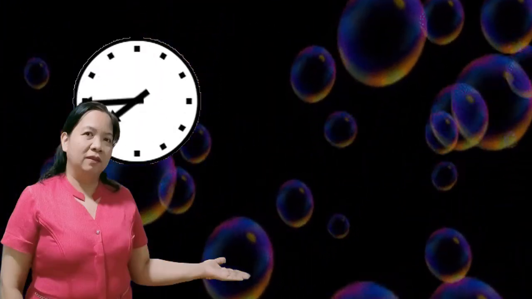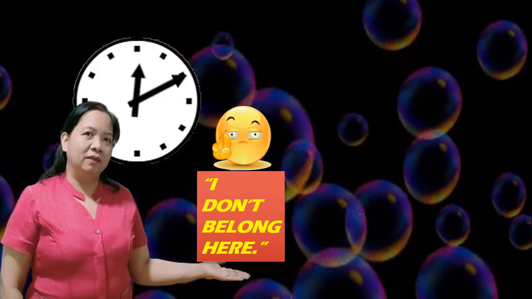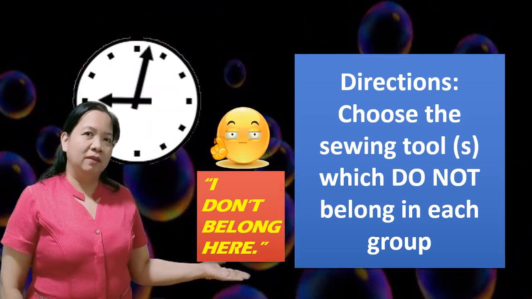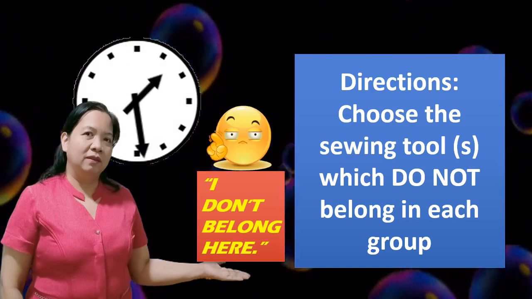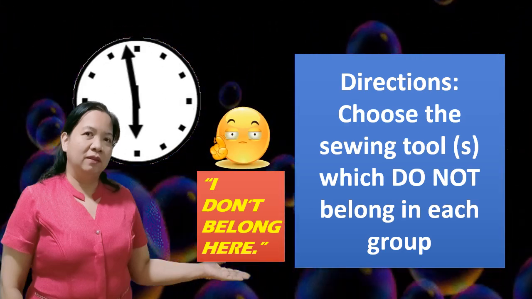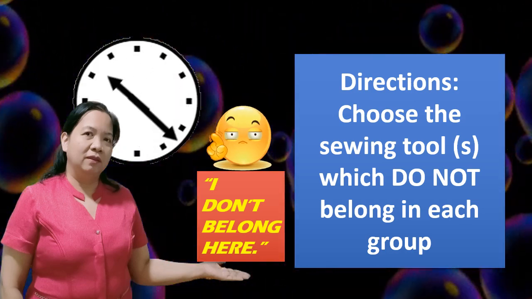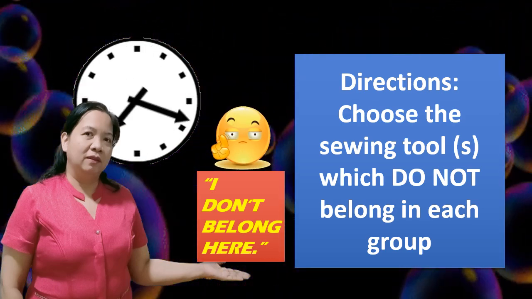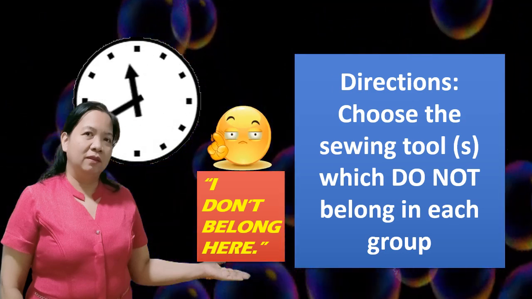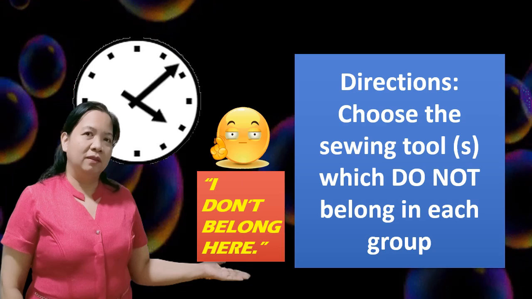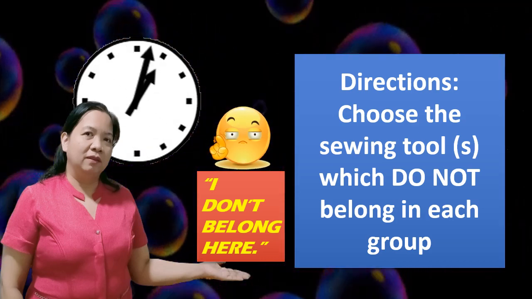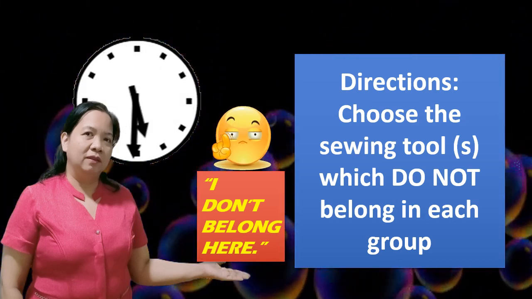Here is our first activity. The title of this activity is I Don't Belong Here. Directions: Choose the sewing tool or tools which do not belong in each group. You are going to see groups of sewing tools which we have discussed in our previous lesson. Then, tell me which of the sewing tools in each group should not belong there. It could be one or two sewing tools which should not belong in each group. Did you understand what you're going to do? If yes, let's get started.